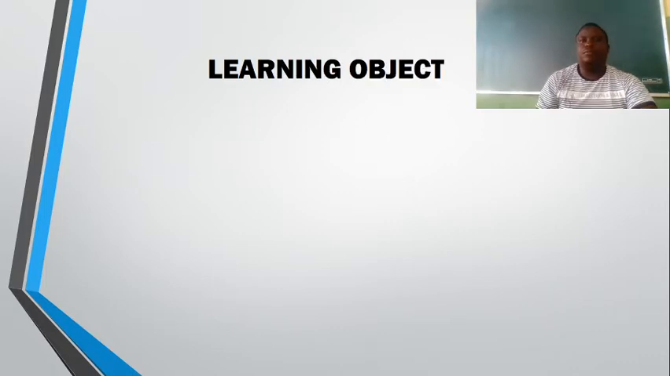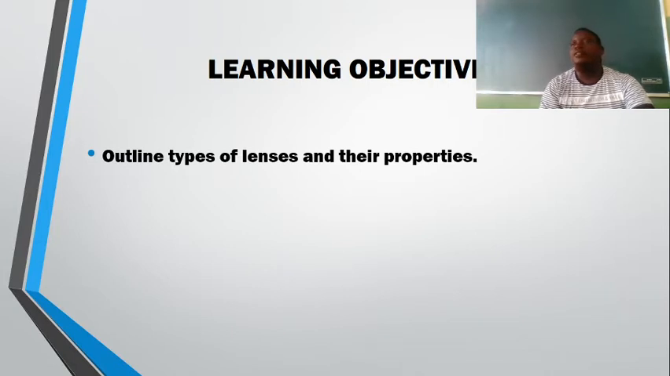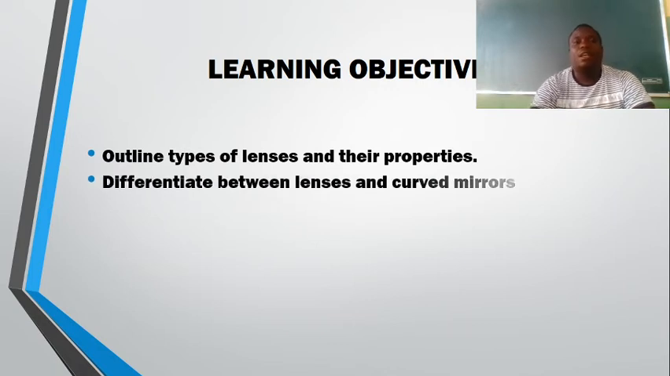As usual, I can show you the objective that I'm targeting after this lesson. I'm targeting to have learners that can outline types of lenses and their properties, their characteristics, of course, and differentiate between lenses and curved mirrors, because you know mirrors. They have done mirrors in senior 3 O level, how they reflect light. Now we're going to be concerned with lenses. We will be able to differentiate those two materials.